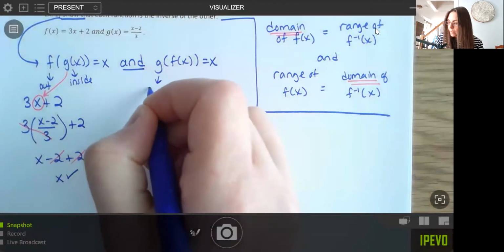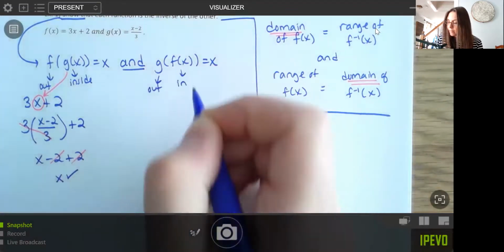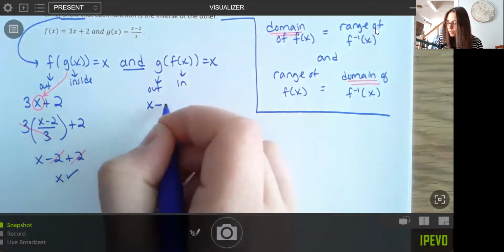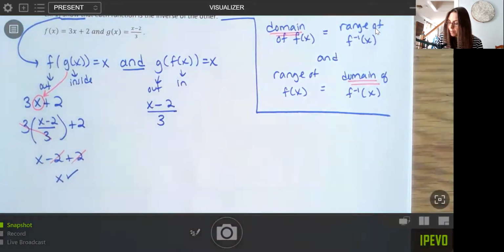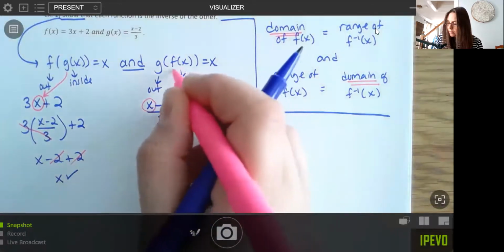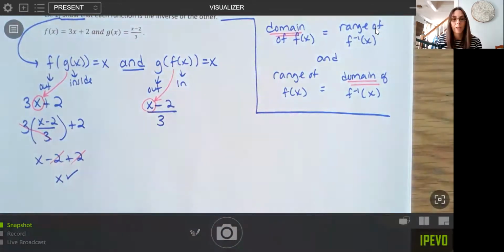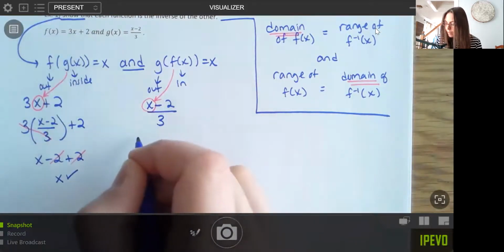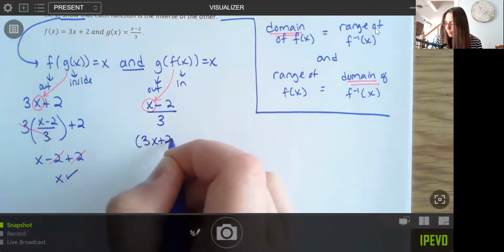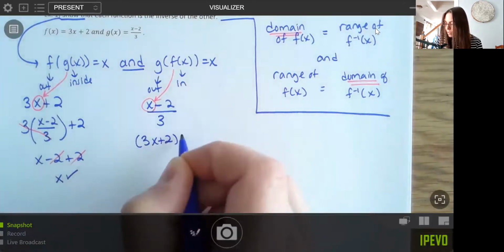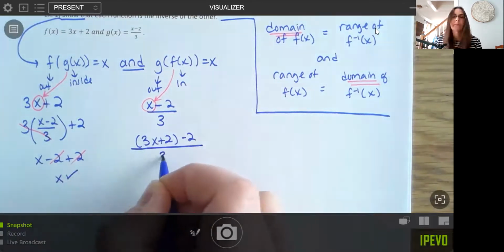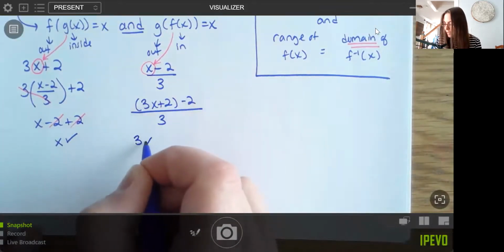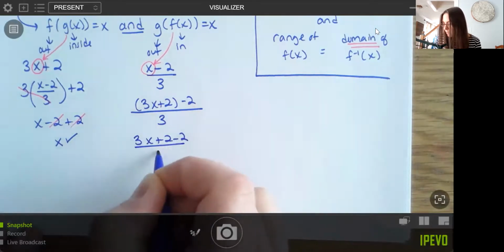Here, my g is my outside function, and my f is my inside function. Remember, you always start with your outside function. So I'm going to start with the x minus 2 over 3, and then I'm going to replace anything with an x, in this case with the f function. So my f function is 3x plus 2. So this is going to become 3x plus 2 right here. Then I have a minus 2 over 3. Now I don't really need the parentheses here. It's just 3x plus 2 minus 2 over 3.